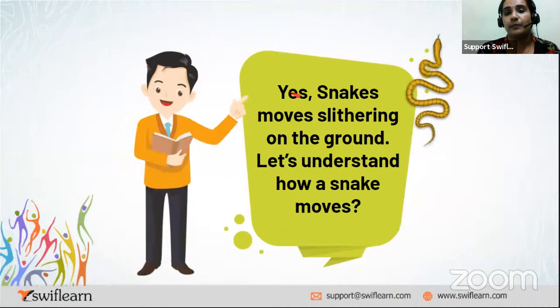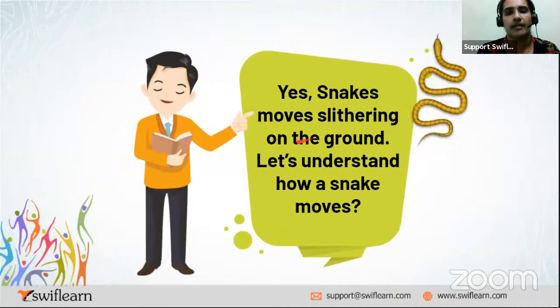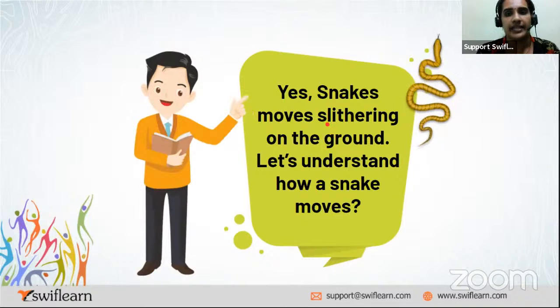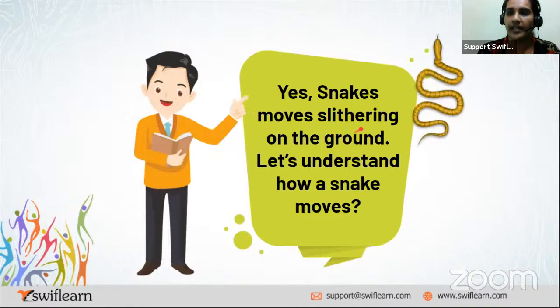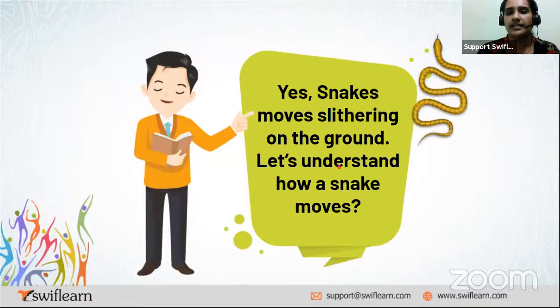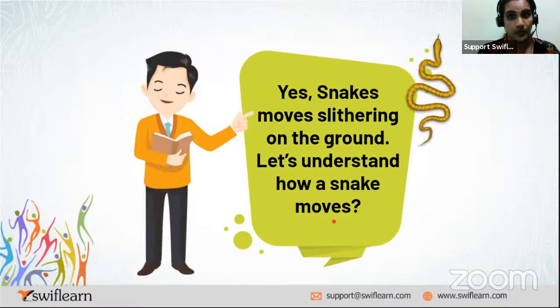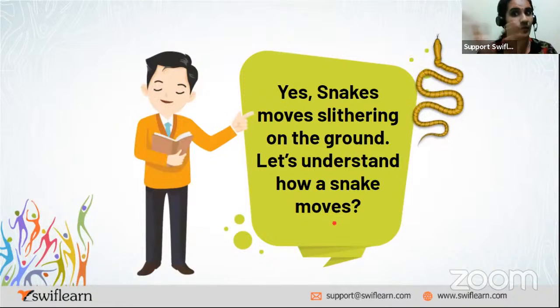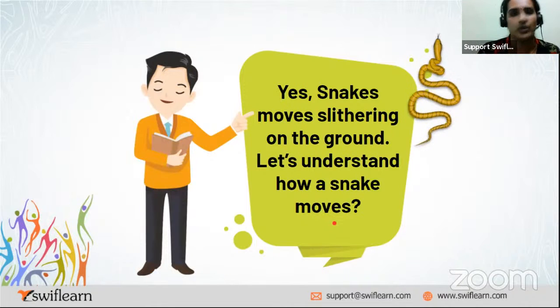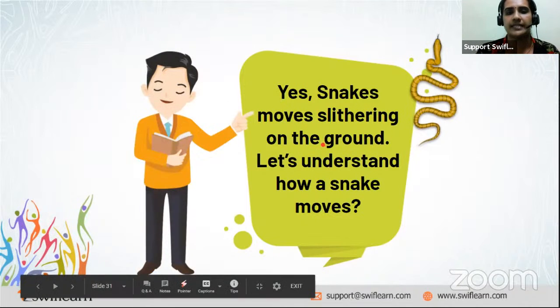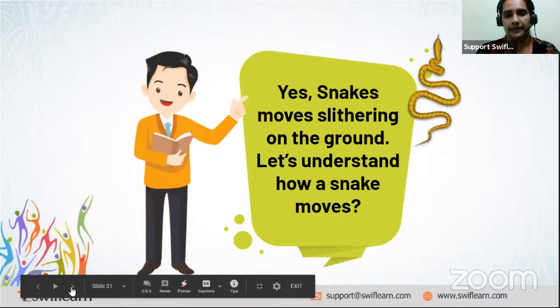Snakes move by slithering on the ground. What is the movement called? Slithering. S-L-I-T-H-E-R-I-N-G. Slithering. Let's understand how a snake moves. The movement is called slithering. That's a new word for you, so understand that word. So it moves by slithering.